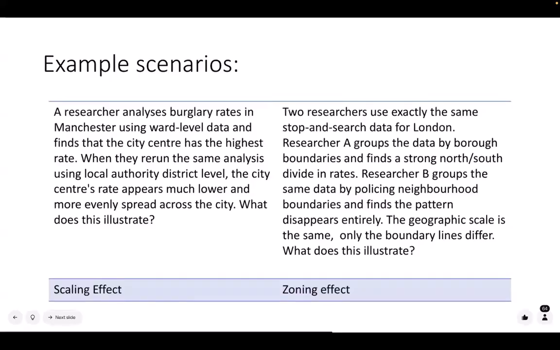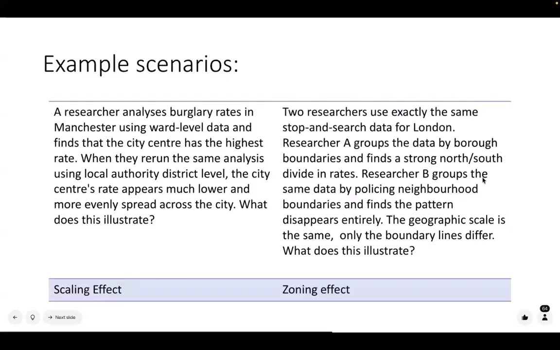An example of the zoning effect: two researchers use exactly the same stop and search data for London. Researcher A groups the data by borough and finds a strong north/south divide in rates. Researcher B groups the same data by policing neighbourhood boundaries and finds that the pattern disappears entirely. The geographic scale is the same, only the boundary lines differ. What does this illustrate? This is the zoning effect. I hope that gives you a bit more of an idea about the effects of the modifiable areal unit problem.